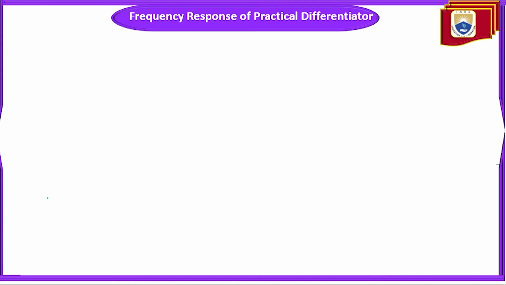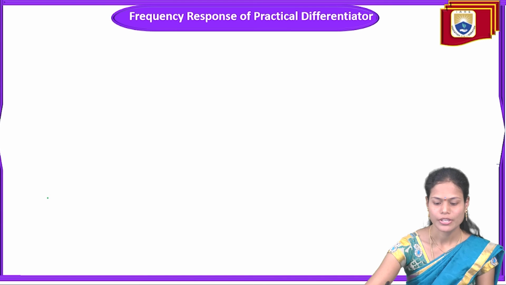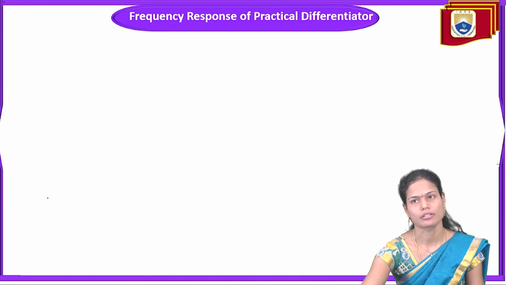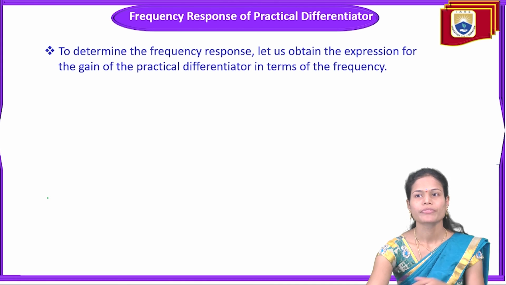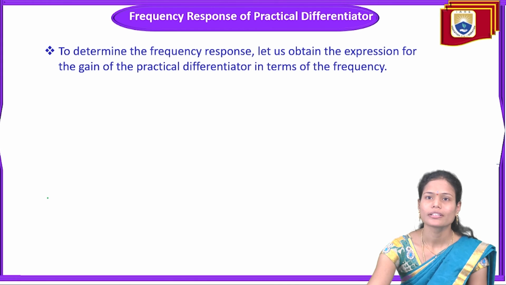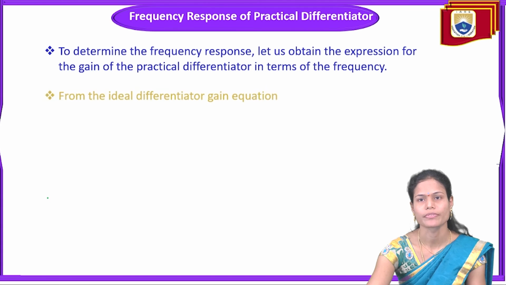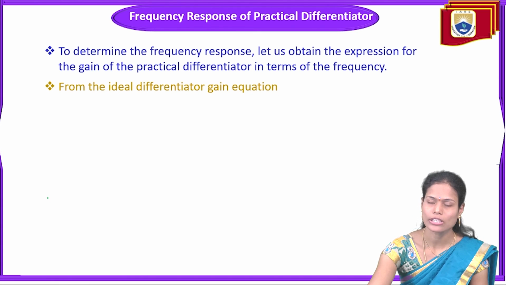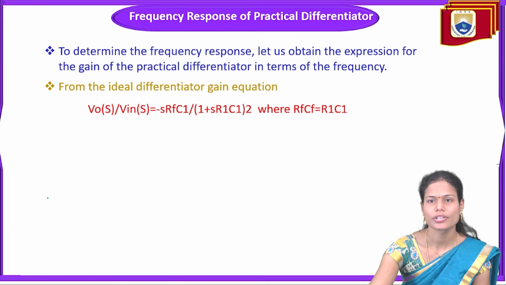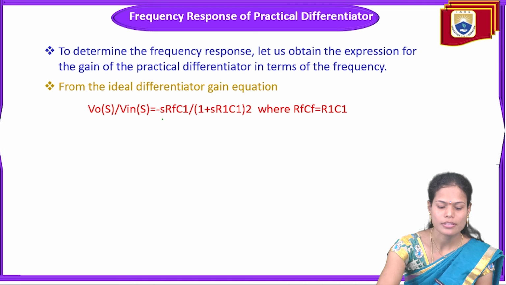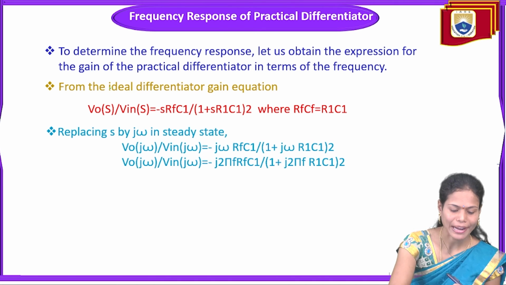And next, to find the frequency response of this practical differentiator circuit, we have to find the gain of the practical differentiator circuit in terms of frequency. So from the ideal differentiator equation only, we are going to find the practical differentiator gain. From the ideal differentiator, the gain equation is minus SRFC1 by 1 plus SR1C1 squared. Sorry, this is the practical. We are discussing the practical differentiator circuit.